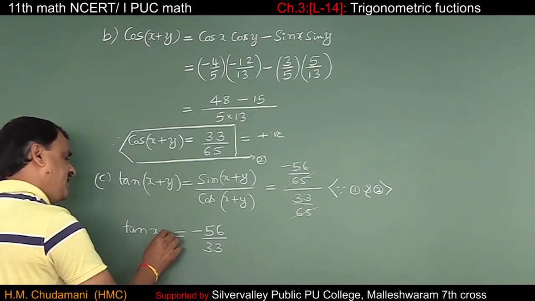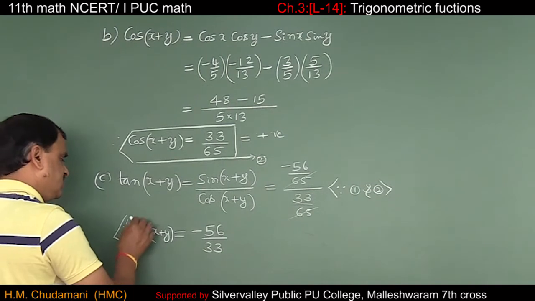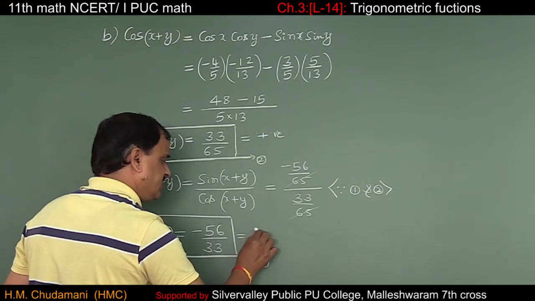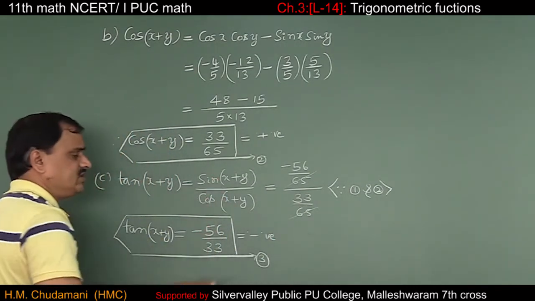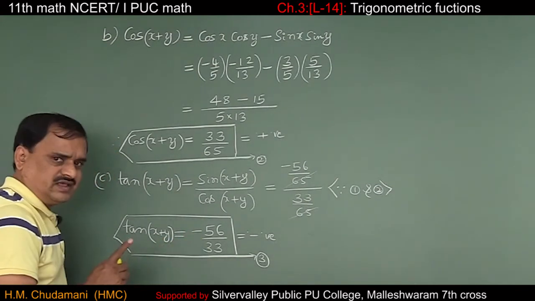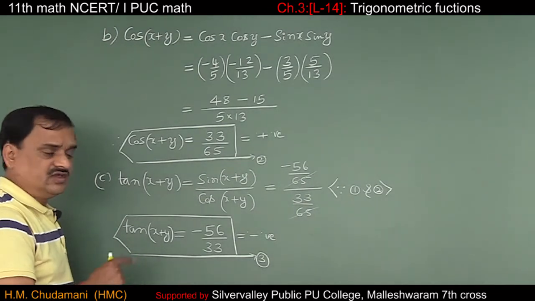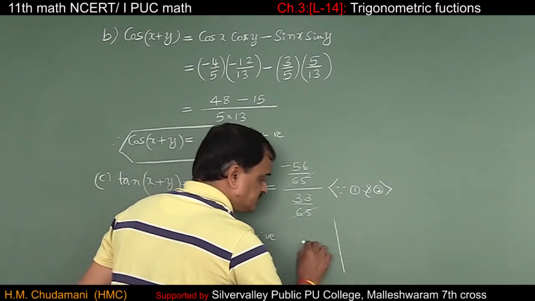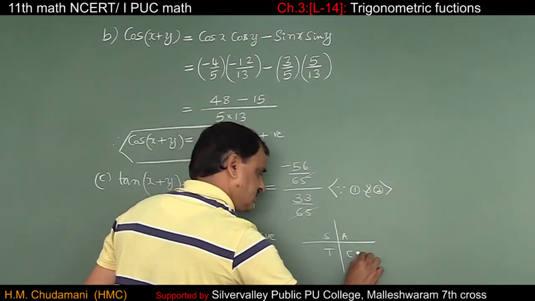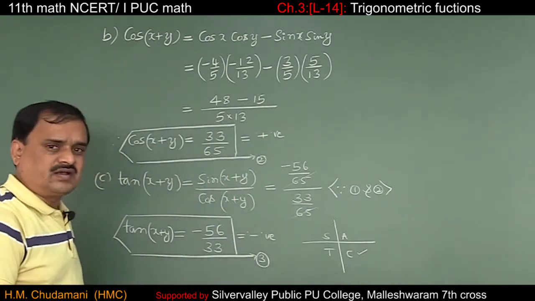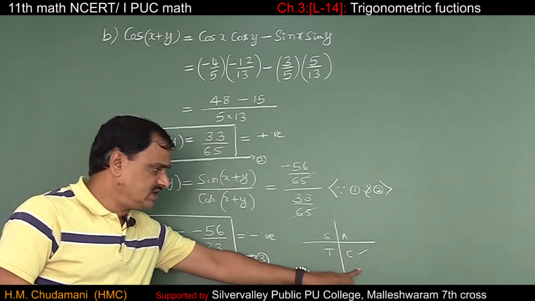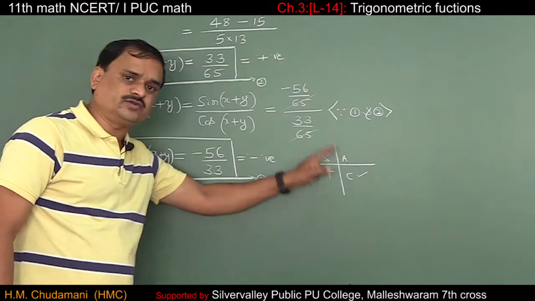So tan of the angle is negative. Observe equations 1, 2 and 3. Tan theta is negative, cos theta is positive, whereas sin theta is negative. Sin and tan are negative, whereas cos is positive. In which quadrant? Cos theta is positive either in the first quadrant or in the fourth quadrant, right? So cos of x plus y is positive, sin of x plus y is negative, tan of x plus y is also negative: the fourth quadrant.